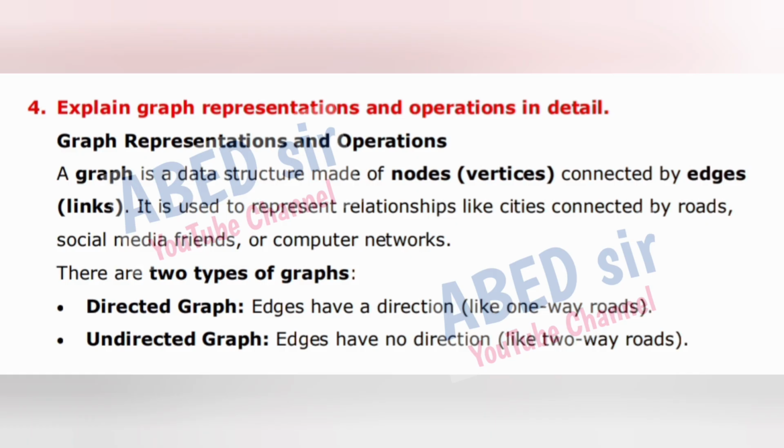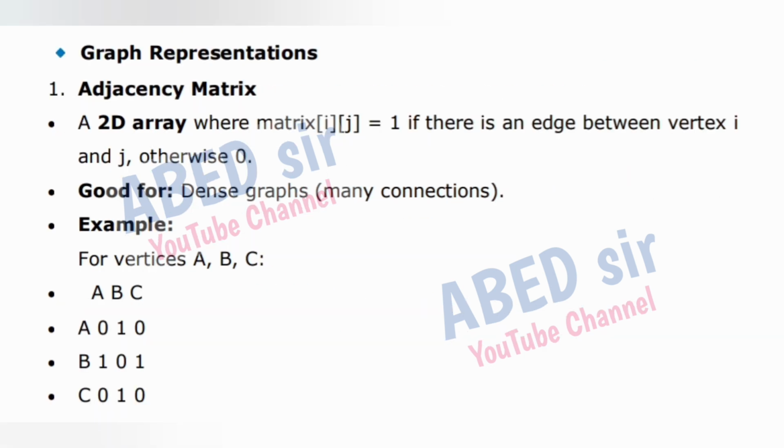There are two types of graphs. Directed graph: edges have a direction, like one-way roads. Undirected graph: edges have no direction, like two-way roads. Graph representations. 1. Adjacency matrix. A 2D array where matrix[i][j] is equal to 1 if there is an edge between vertex i and j, otherwise 0. Good for dense graphs, many connections.